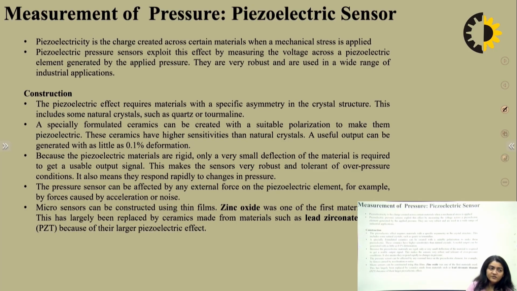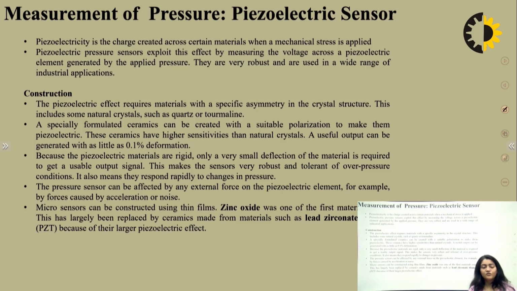Because piezoelectric materials are rigid, only a very small deflection of the material is required to get a usable output signal. This makes the sensor very robust and tolerant of overpressure conditions. It also means they respond rapidly to changes in pressure. The pressure sensor can be affected by any external force on the piezoelectric element, for example, force caused by acceleration or noise. Microsensors can be constructed using thin films.